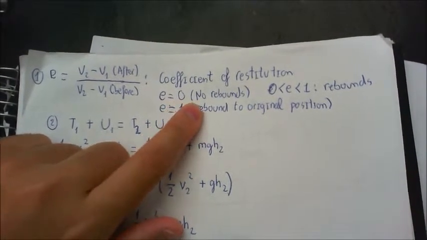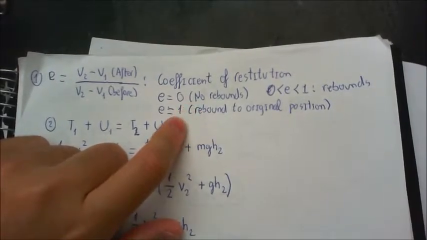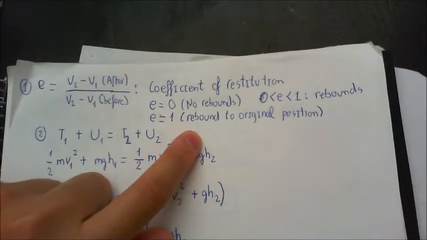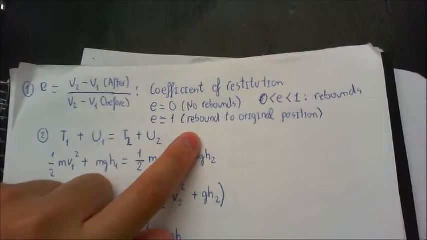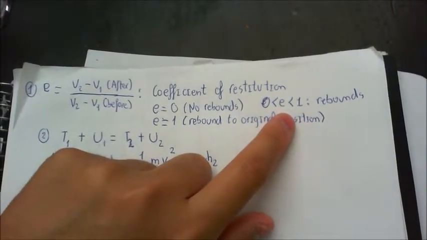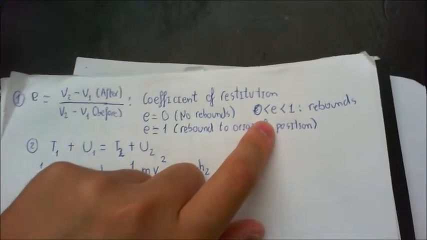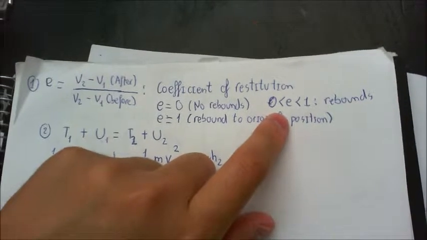If it equals 0, it means the ball will not rebound. If it equals 1, it means it will rebound to the original position, meaning no kinetic energy is lost. And if it is between 0 and 1, it means some kinetic energy has been lost or converted to other forms such as heat or deformation.